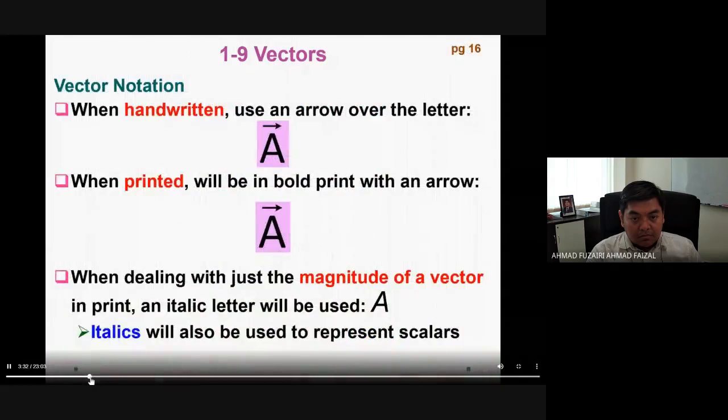Okay, vector notation. When handwriting, use an arrow over the letter. For example, here you have A, and this arrow indicates that A is a vector. When printed, it will be in bold print with an arrow, when you're dealing with the computer. When dealing with just the magnitude of the vector in print, an italic letter will be used.